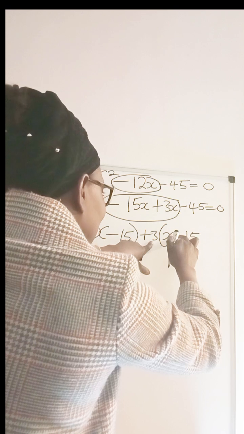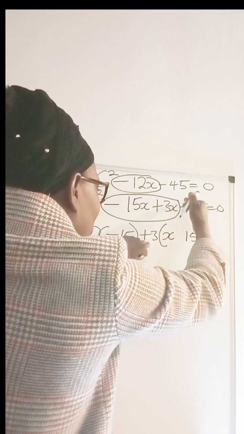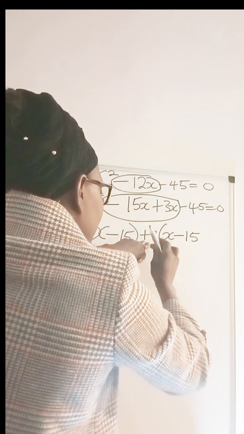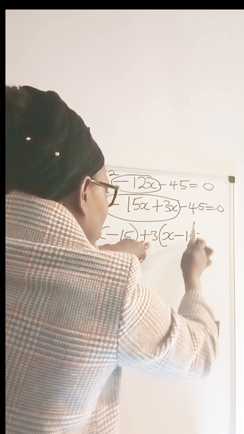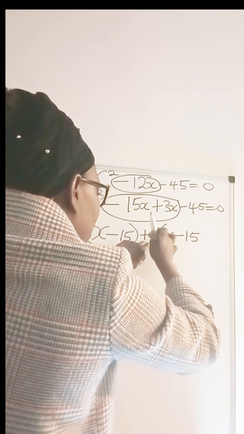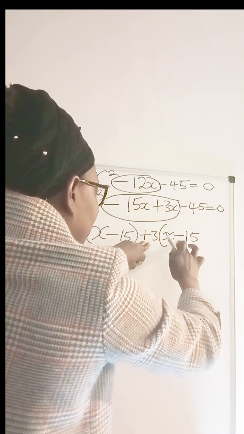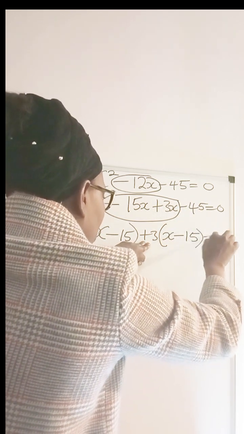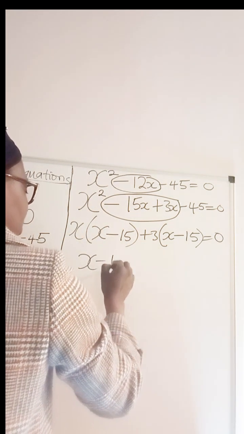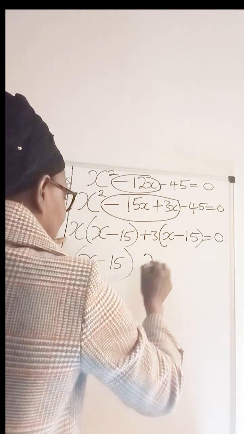What determines the sign here is what is outside. We have plus 3 outside. For us to have minus 45 back, we're going to have minus 15 here, because plus 3 multiplied by minus 15 will give us minus 45. If we write positive 15 here, plus by plus will give us plus, and it will not result in our previous line. So the best sign here is minus 15. We are interested in one of the brackets, which is x minus 15, since the brackets are the same, and we are left with x plus 3.